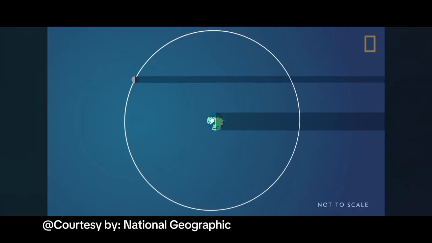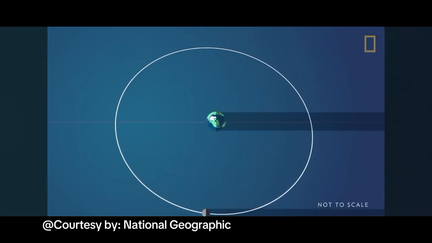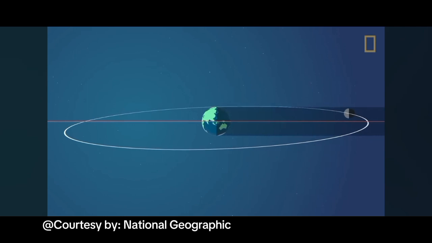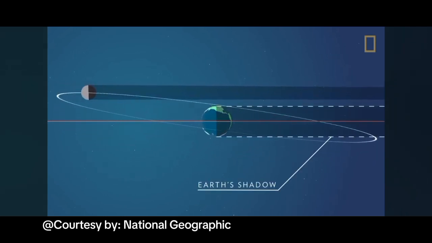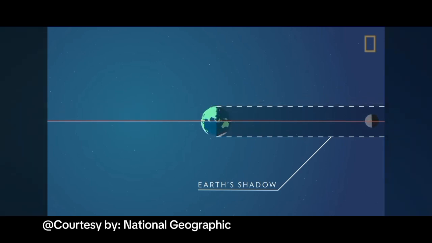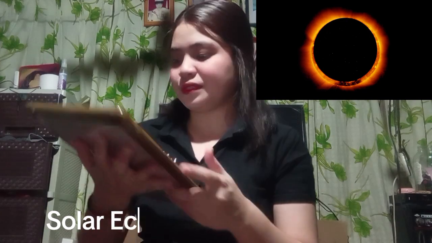So why don't we have an eclipse every month? The moon's orbit is tilted a few degrees in relation to the Earth, so the Earth, moon, and sun don't always align. Second one is solar eclipse.